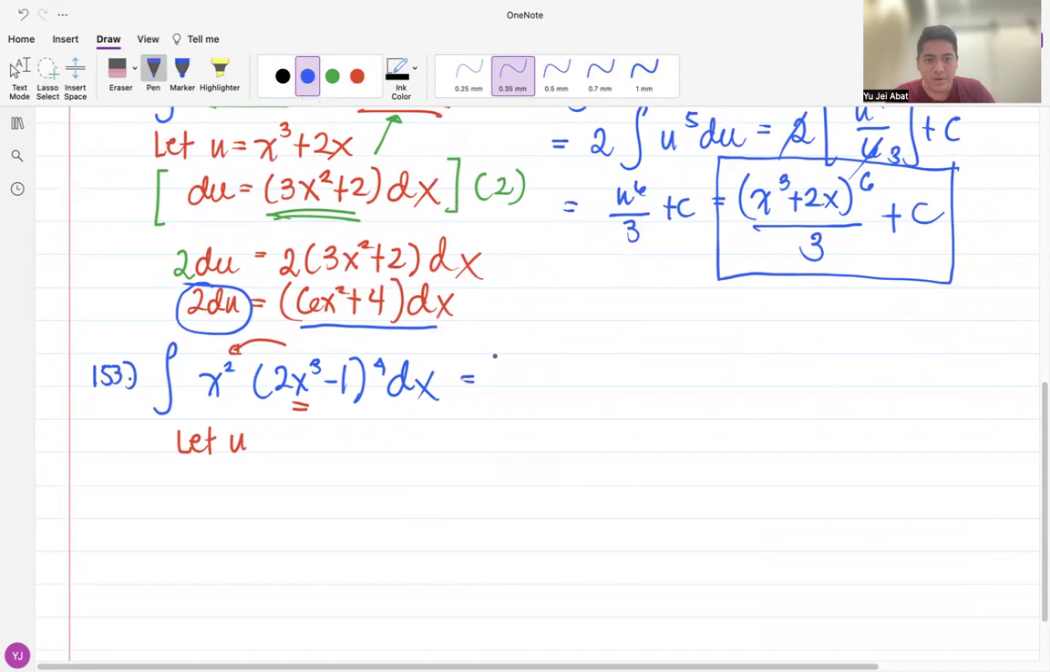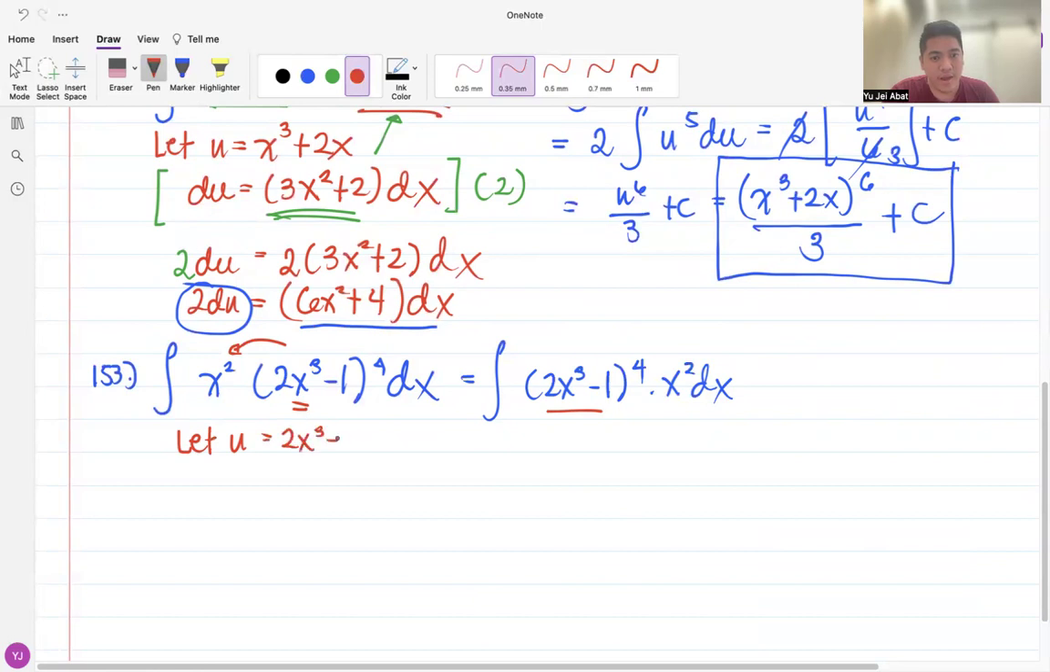If I rearrange this, you have (2x cubed minus 1) raised to 4 multiplied by x squared dx. It's obvious that we can let u be the inside function, 2x cubed minus 1, because the derivative of that will result in x squared. Let's see if we can do that. So u equals 2x cubed minus 1, and the derivative of that would be 6x squared minus 0, or simply 6x squared dx.